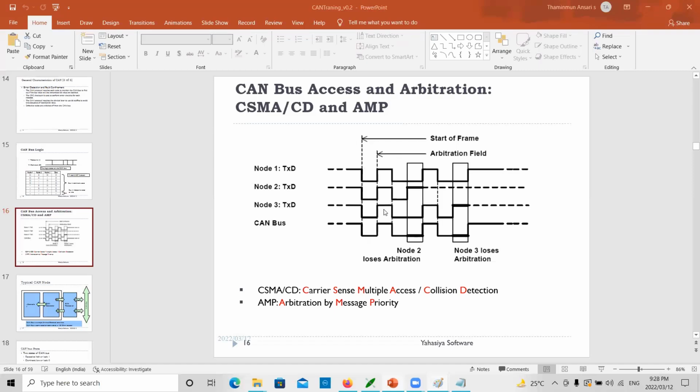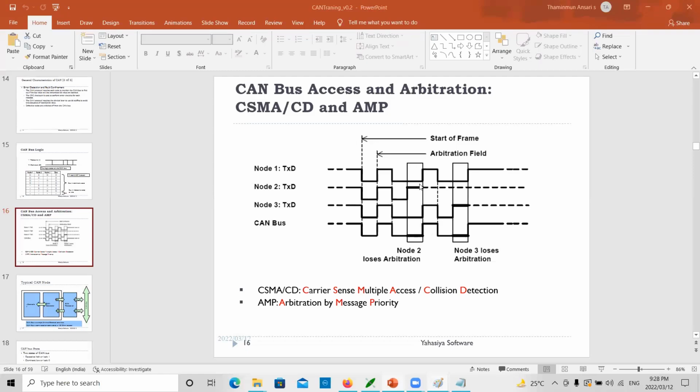The second bit, all of them have 1, so the bus is also 1; there is no winner. After that, all of them have low, so the bus is also low; there is no winner. At this point, node 2 has the high value, whereas node 1 and node 3 have the low value. As they have low value, the bus also goes low. Because of that, node 2 loses the bus. He is unable to transmit; he has 1 in his bit position, but the others dominate him. He is simply waiting.